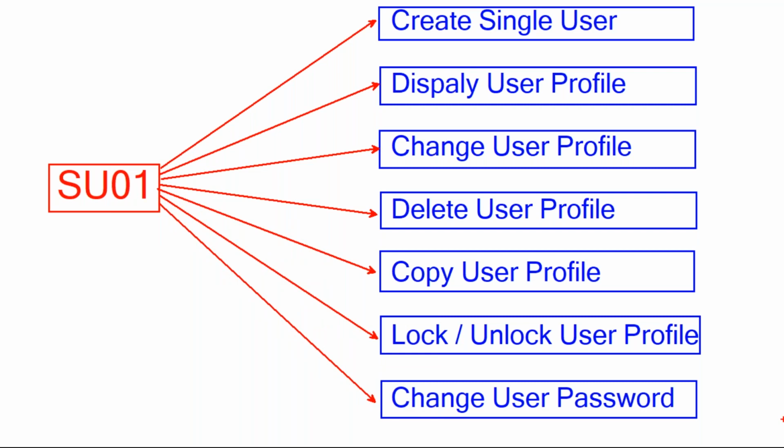Only one T code for all the activities. So this is called the create activity. This is the display activity, change activity, delete activity, copy activity, lock unlock activity, and the password change activity.